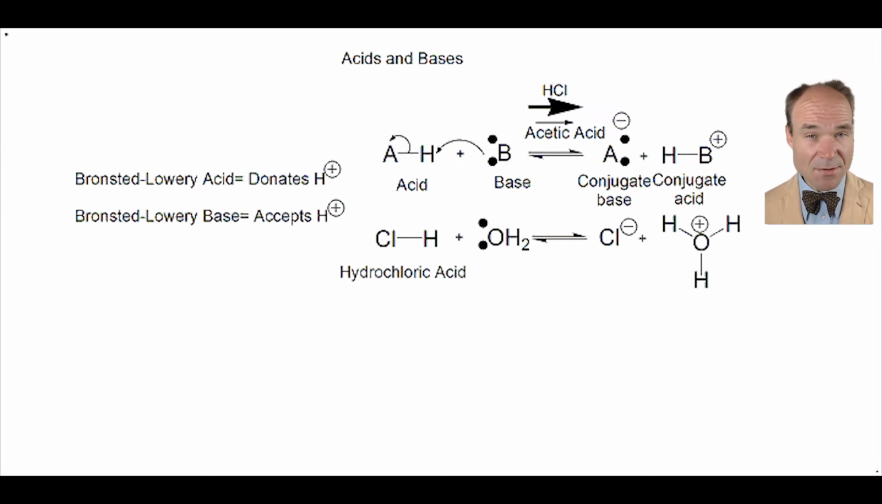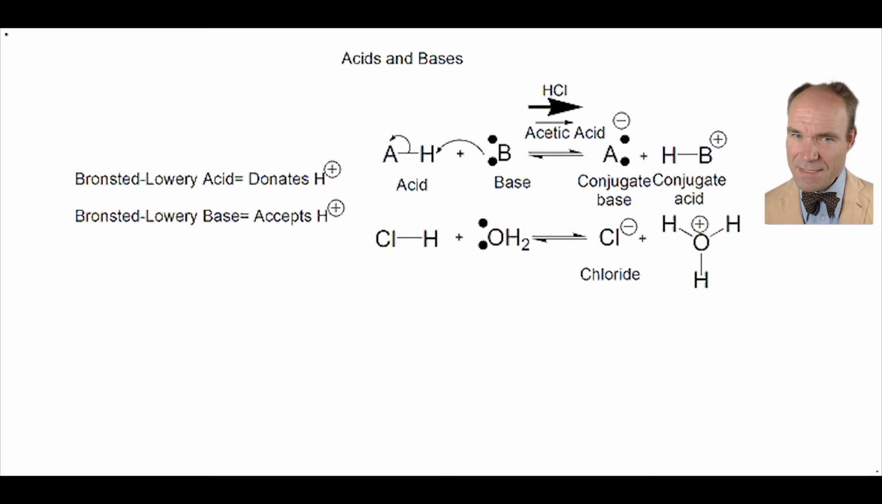Let's take hydrochloric acid as our acid. So we're replacing the letter A with Cl. What about the base? Well, water is a very important base, so we will replace B with H2O. The same thing's going on. The water takes a hydrogen in the form of a proton to become hydronium, whilst hydrochloric acid is giving up a proton to become a chloride.